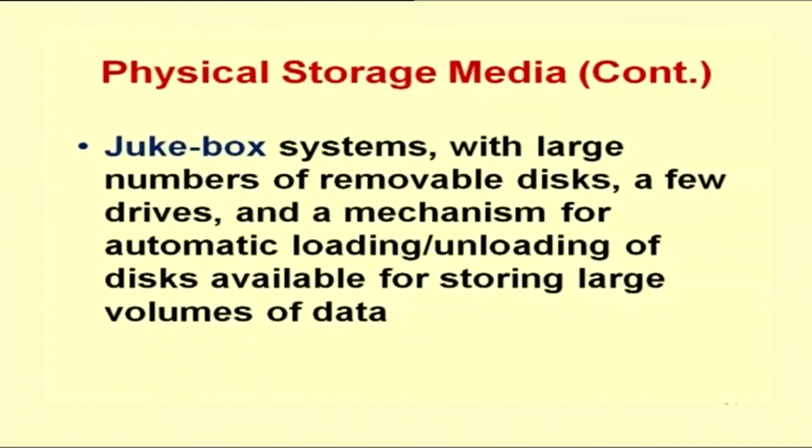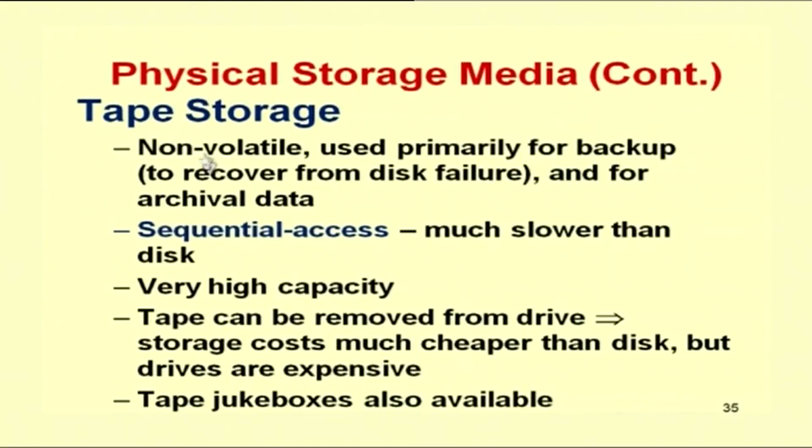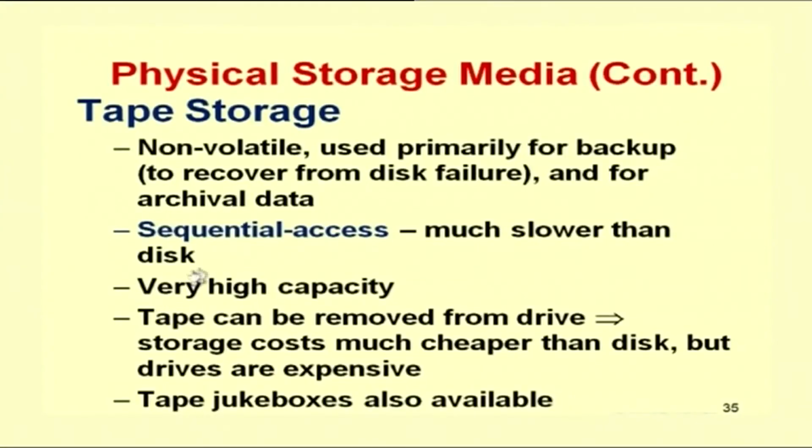The advantage of a jukebox is that there are multiple removable disks and a number of drives, and you have a mechanism which will automatically load and unload disks for storing a large amount of data. Another type of storage is tape storage, which is non-volatile, again used primarily for backup, because it is much slower. So, it is used for archival data where you want redundant data to be stored, and it is a sequential access and it is much slower than the disk.